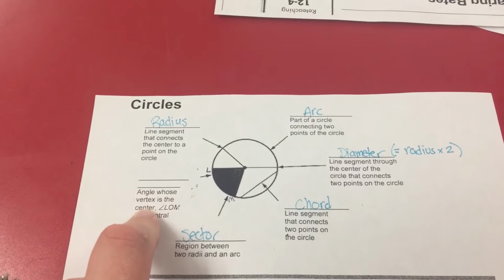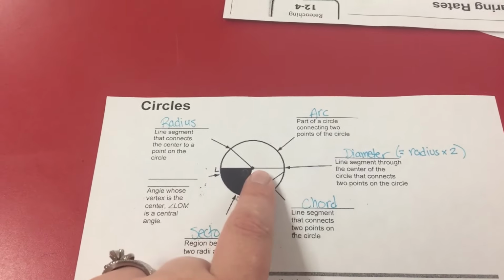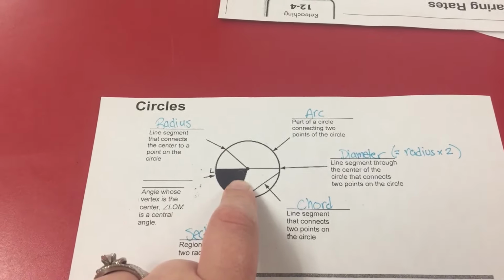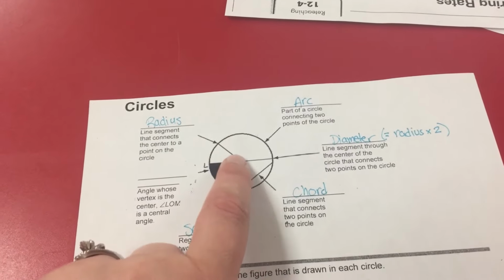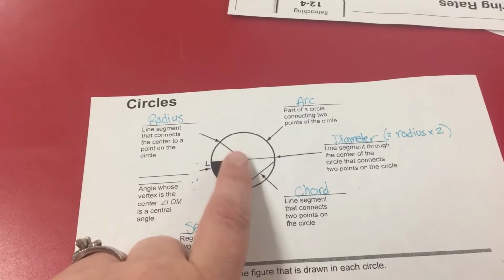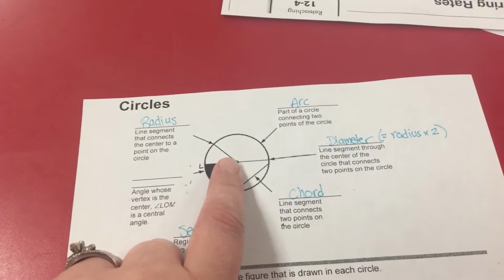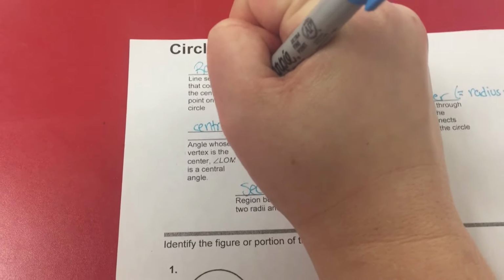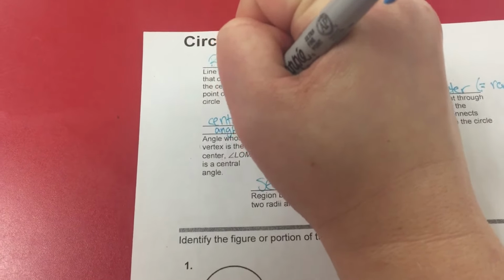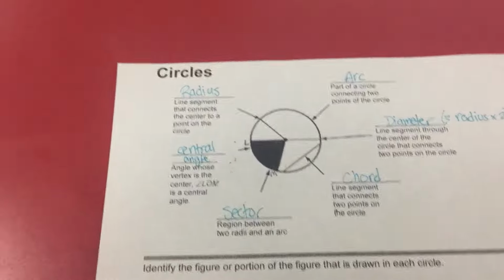And then here, an angle whose vertex is the center. I don't know if you can tell, but this is actually an O right here. So we have angle LOM. Since O is the middle, we know O is the vertex, and it is called a central angle, which if you think about it makes sense because it is in the center.